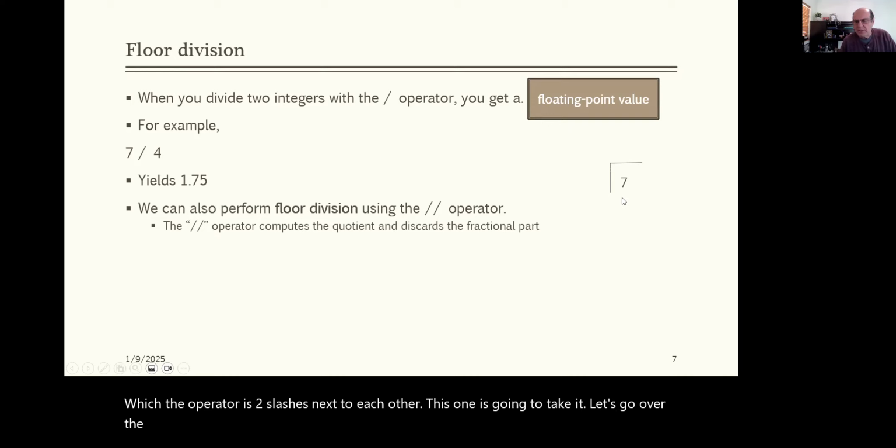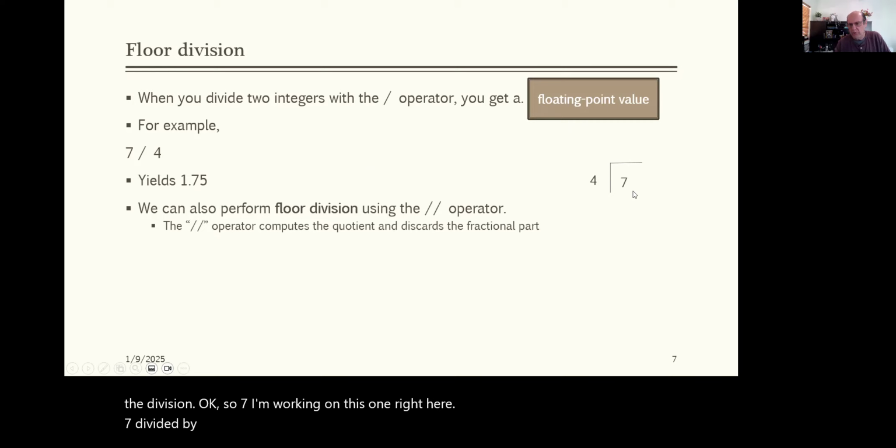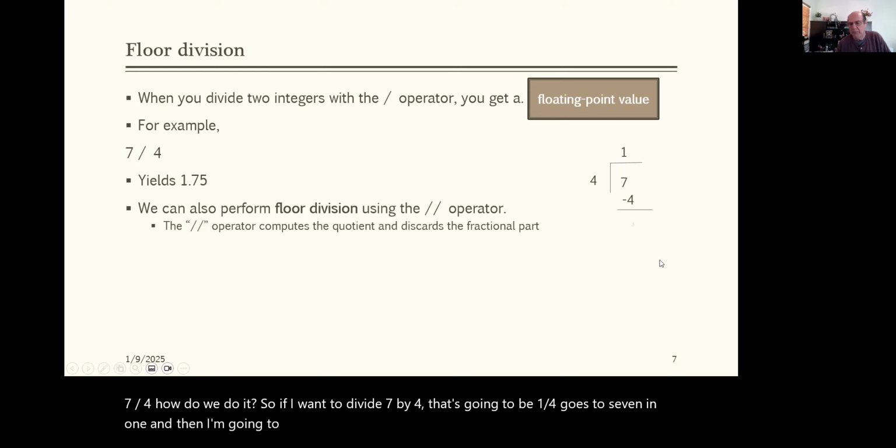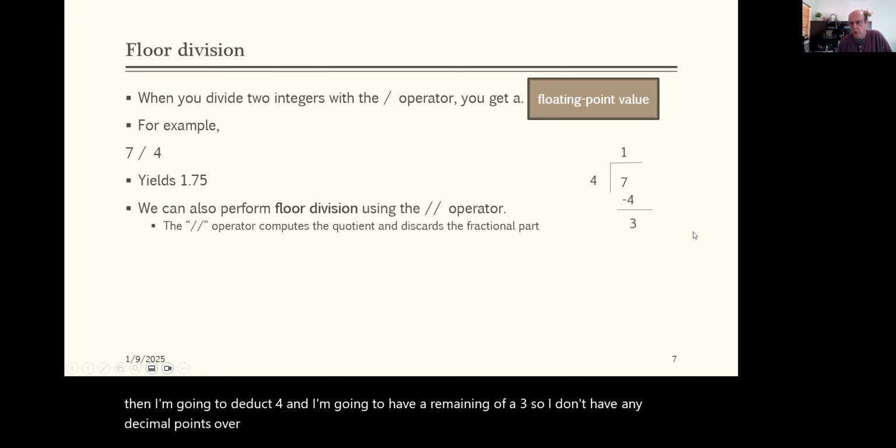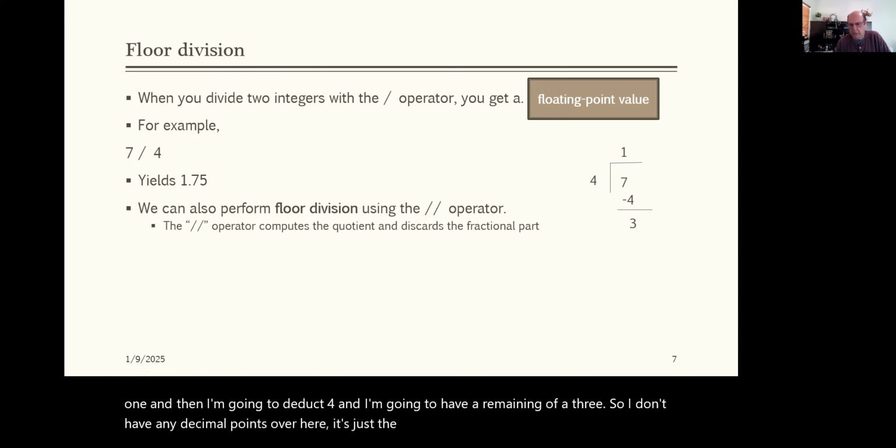Okay, so I'm working on this one right here: 7 divided by 4. How do we do it? If I want to divide 7 by 4, 4 goes into 7 one time. Then I deduct 4, and I have a remainder of 3. So I don't have any decimal points over here. It's just regular basic division.